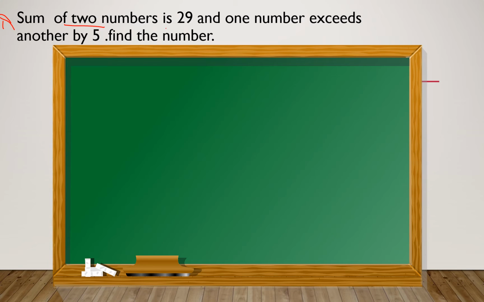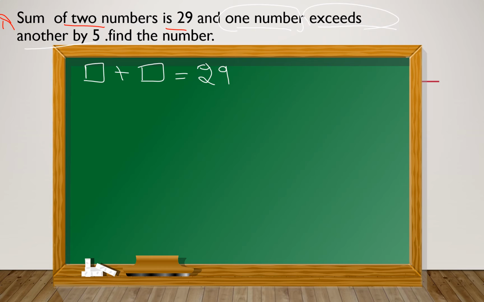Sum is 29. That means, suppose the first number plus second number, addition of these two numbers is 29. They gave one hint: one number exceeds another by 5. Exceeds means it is increasing, so the second number is increasing by plus 5.